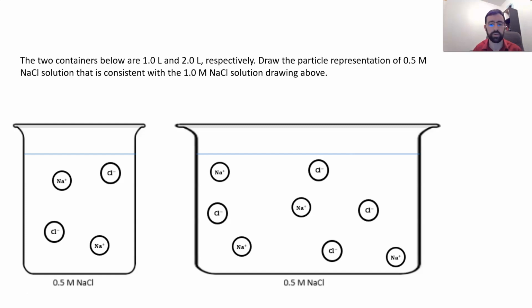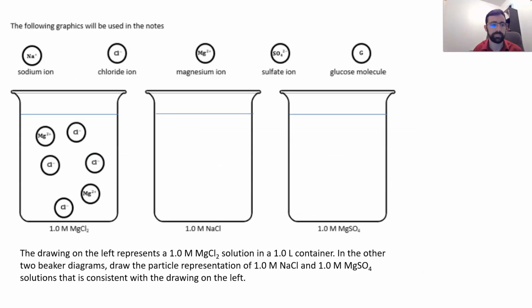All right, let's do another problem. The following graphics are going to be used. I've got magnesium chloride. Now you notice I've got 2 magnesium ions and I've got 4 chloride ions. I've got twice as many chloride ions as magnesium ions in this drawing. It's because of our formula. There are 2 chloride ions for every 1 magnesium ion.